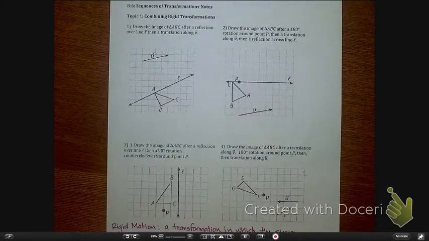Okay, so we're going to go ahead and look at a couple practice problems, okay? Today what we're going to be doing is combining some sequences of transformations. All the ones we're doing today and all the ones that are your homework, they're all going to be rigid motions, okay? Tomorrow we're going to work with dilations a little bit, all right? So what we're doing today is a sequence or a series of transformations.